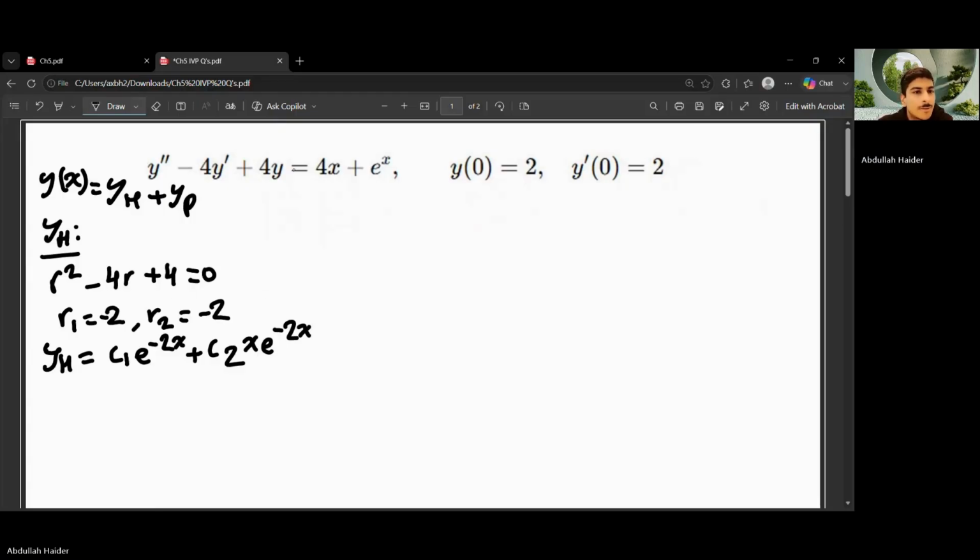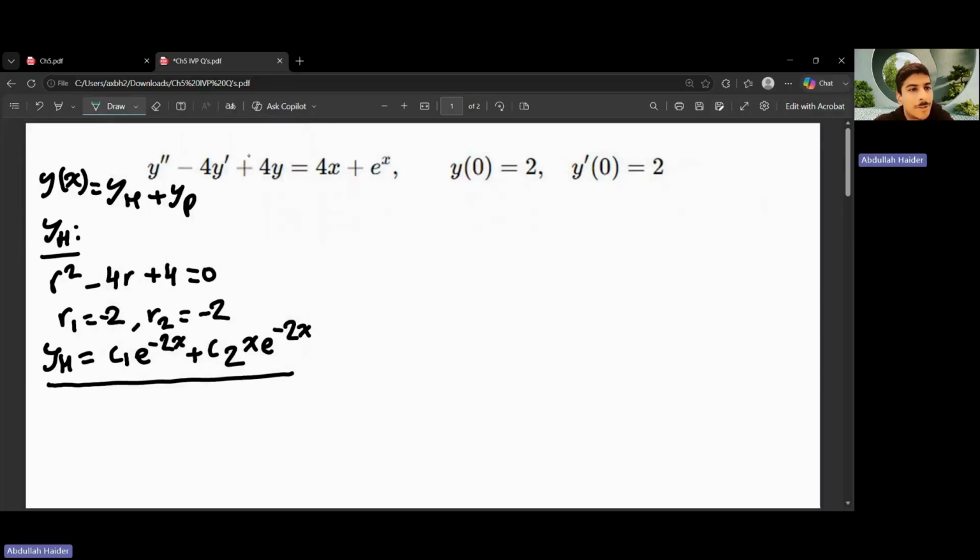So, first of all, as always, we find the homogeneous solution to this equation. So we have this auxiliary equation r squared minus 4r plus 4. So these are repeated real roots. So we have c1 y1 plus c2 y2, where y1 is e power r1x and y2 is e power r2x. So we have c1 e power minus 2x, and since this is repeated, we have an x over here. So this is our homogeneous solution.